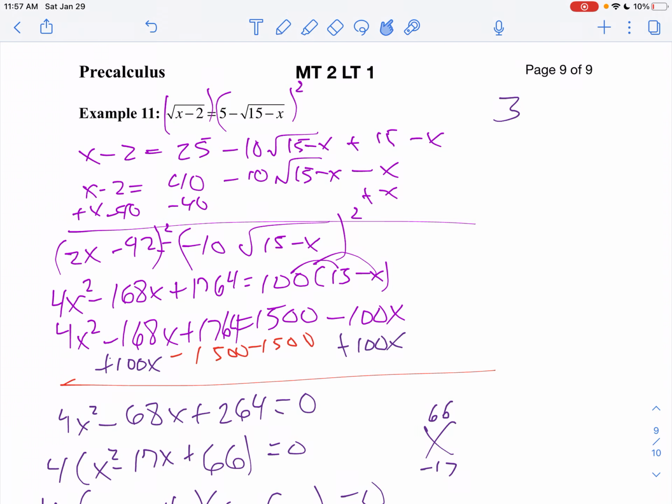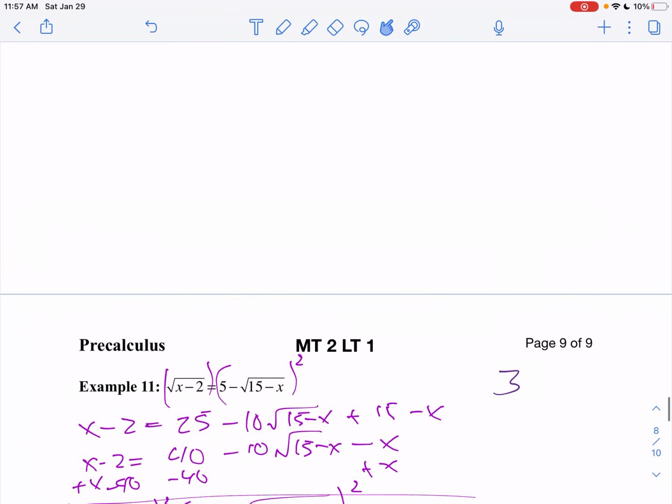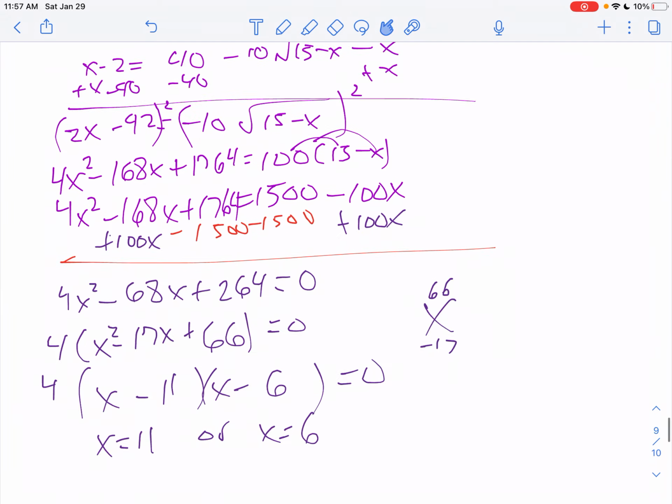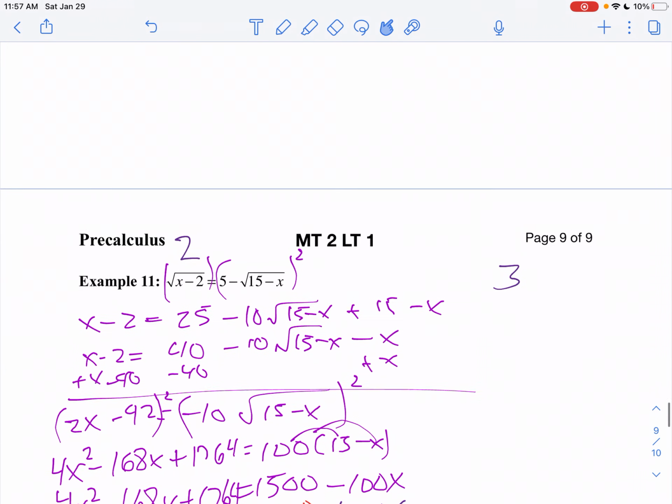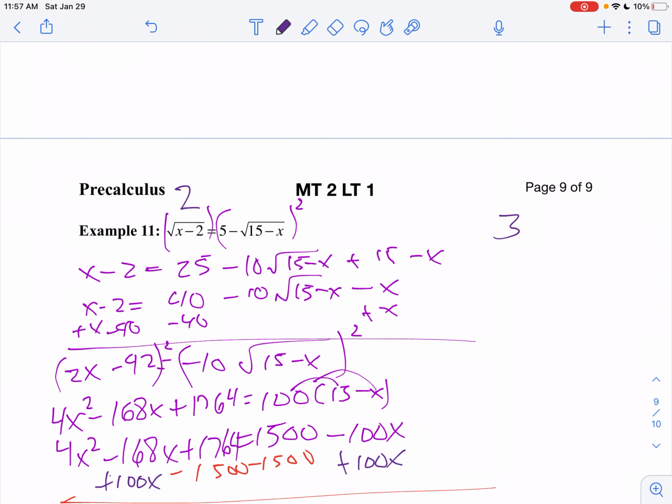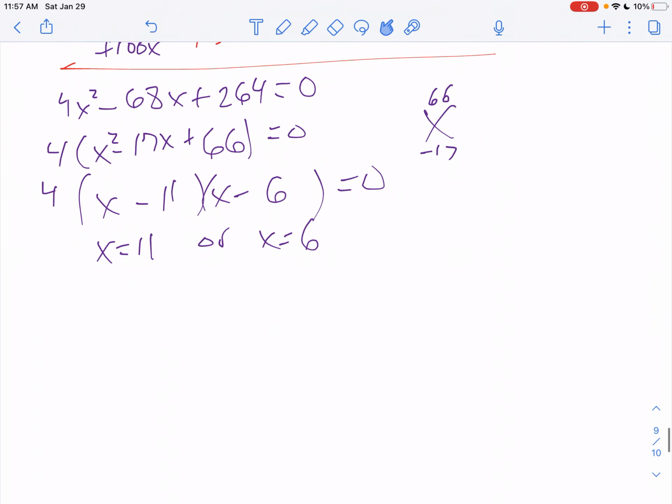Let's check the other one. Let's check 6. 6 minus 2 is 4. The square root of 4 is 2. So I should get 2 on both sides. If I put in 6 for x, 15 minus 6 is 9. The square root of 9 is 3. 5 minus 3 is 2. They both check, don't they? So this one does not have extraneous solutions. Our answer is x equals 11 or x equals 6, and you have it.